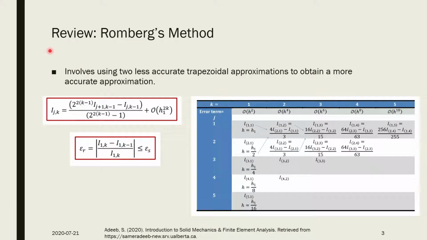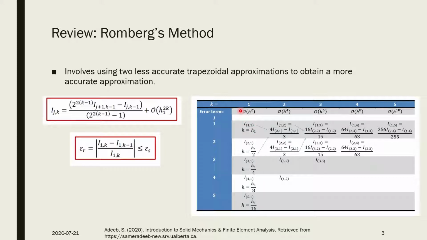So you were introduced previously to Romberg's method in the lectures, and it involves using two less accurate trapezoidal approximations to obtain a more accurate approximation of the integral. So this is the mathematical form of Romberg's method, and its full derivation is already in E-class in the lecture notes. And as you can see here, the table shows you how to implement the method.